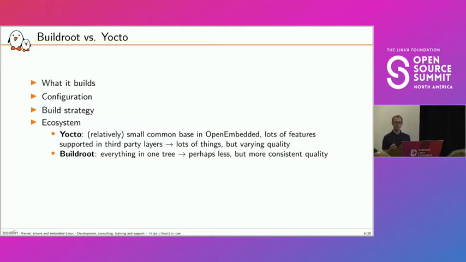In the Open Embedded project, they have this concept of layers, which are a collection of recipes to build packages and images. And they have a common base in the Open Embedded project itself. But then there are many third-party layers provided by silicon vendors, by other vendors, by other communities that package, I don't know, Python or virtualization technologies and other things like that. Which is great. It means lots of different communities can provide extra recipes, extra layers.